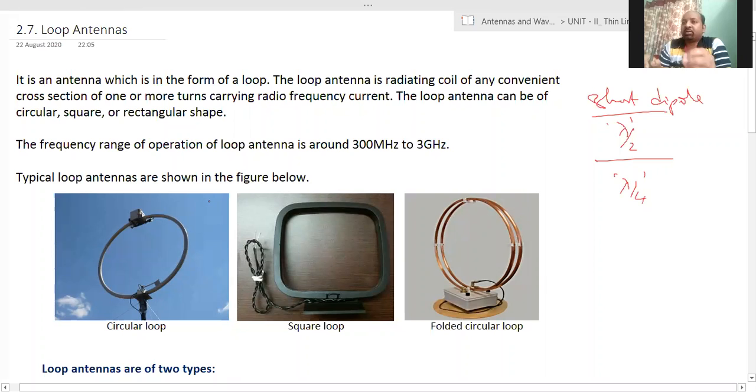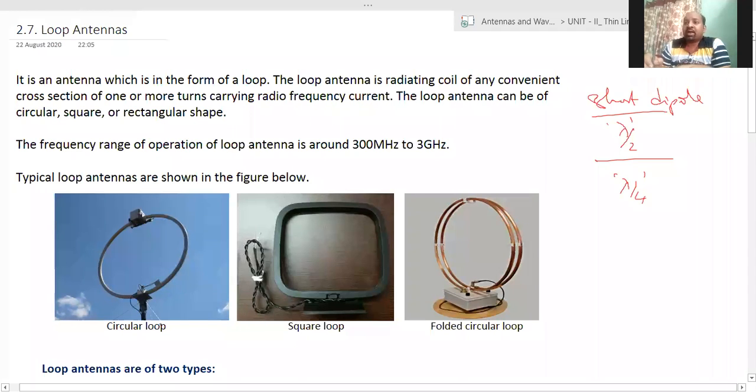This also comes under thin linear wire antenna, because this antenna is also made by using a thin wire. A thin wire in the shape of a loop is called a loop antenna.